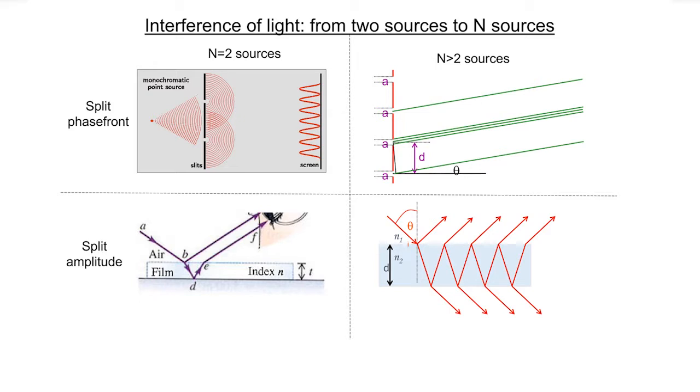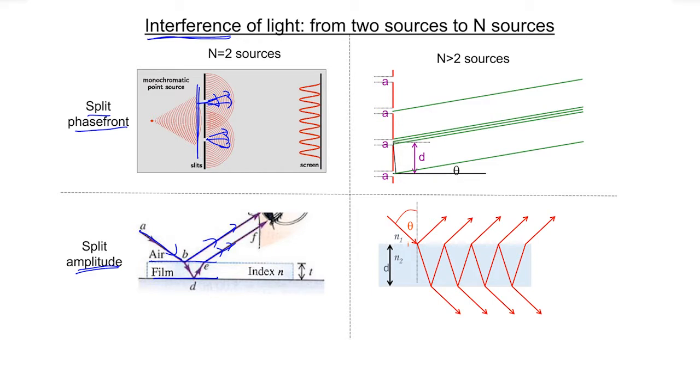In one of the previous lectures, we discussed the interference of light. In particular, we discussed the interference between two sources of light that you either get if you split the phase front of an incident beam, as you do in Young's double slit, or that you get if you split the amplitude of an incident beam, as you get in thin film interference, where you get the reflection from the top surface, from the bottom surface, and these two contributions interfere.